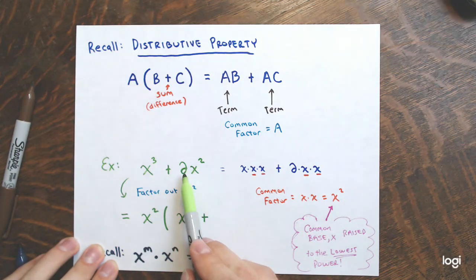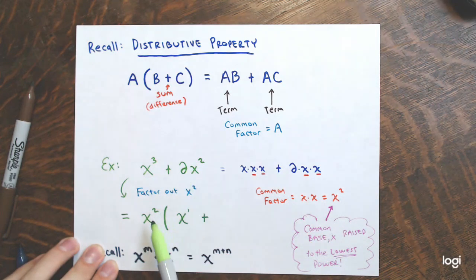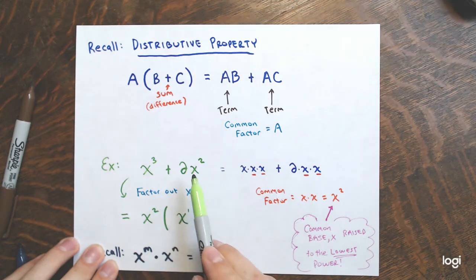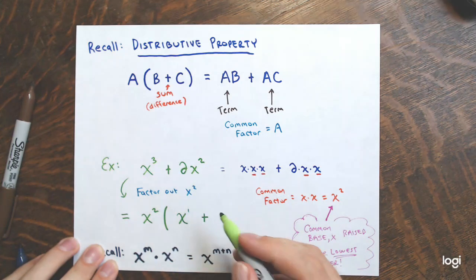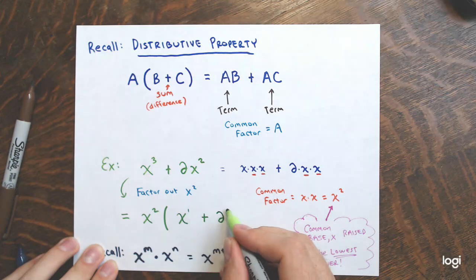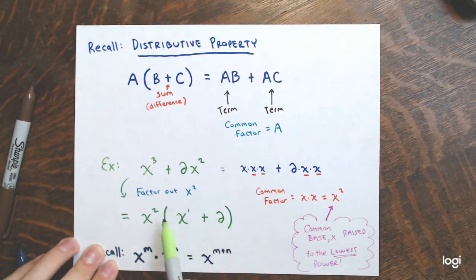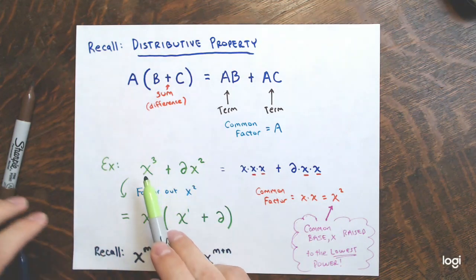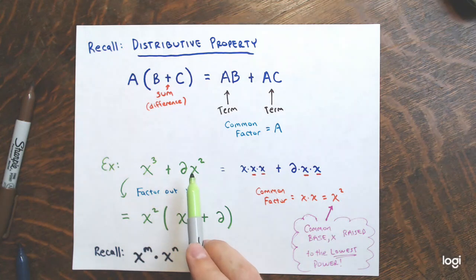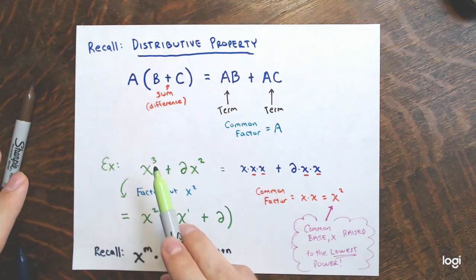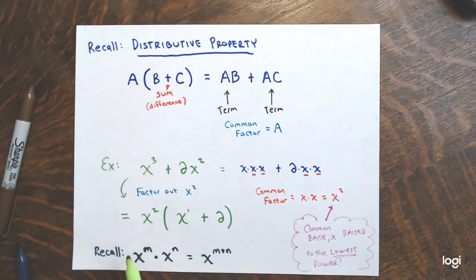and then the next term has 2 times x squared. Well, I pulled the x squared out, so the x squared is gone, leaving me with just the 2. So here's how we would factor x cubed plus 2x squared, these terms where we have whole number powers. It ends up being x squared times the quantity x plus 2, or x to the first plus 2.